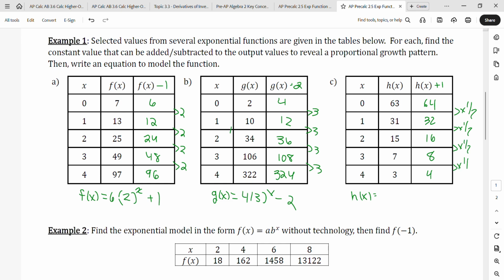I do want you to think about this more in terms of multiplying by 1/2 rather than dividing by 2, because back earlier on, we talked about how exponential functions are based on multiplying. So this is 64 times 1/2 raised to the x minus 1.